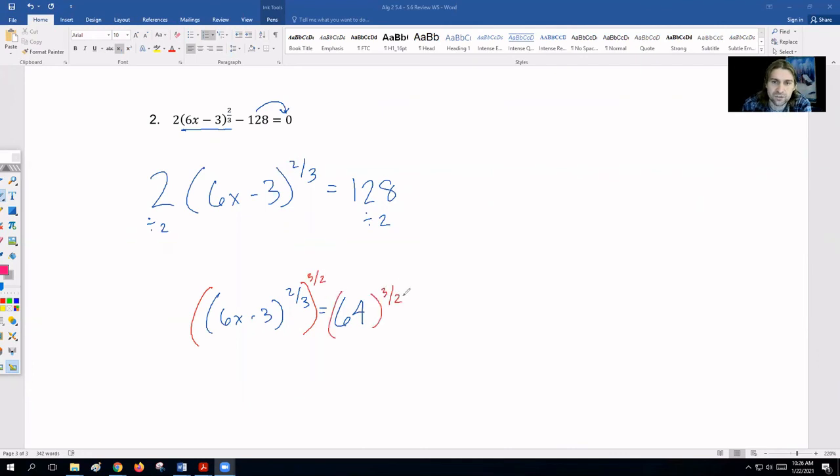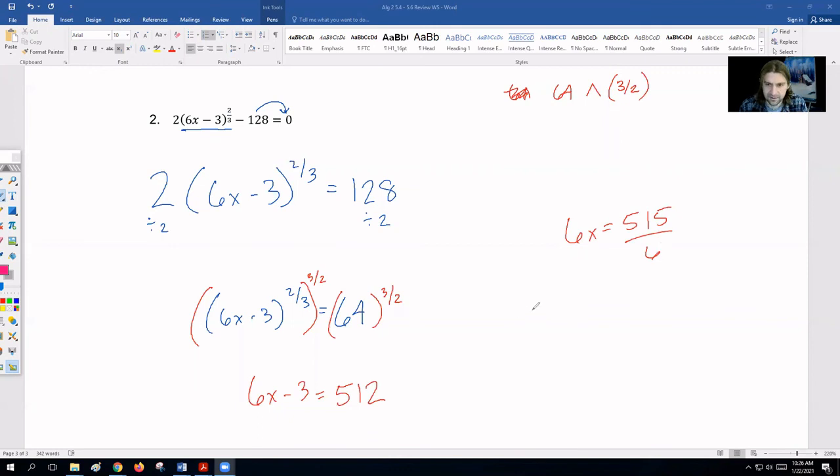So in the calculator, make sure you type in 64 to the, and you have to put it in parentheses, 3 divided by 2 power. So we get 6x minus 3, busting out the calculator here, 64 to the 3 divided by 2 power, in parentheses, because if you don't put it in parentheses, you'll get the wrong number. That is 512. All right, so we're going to add 3 over to the other side. So 6x is equal to 515. And then we'll divide that by 6. So 515 divided by 6.